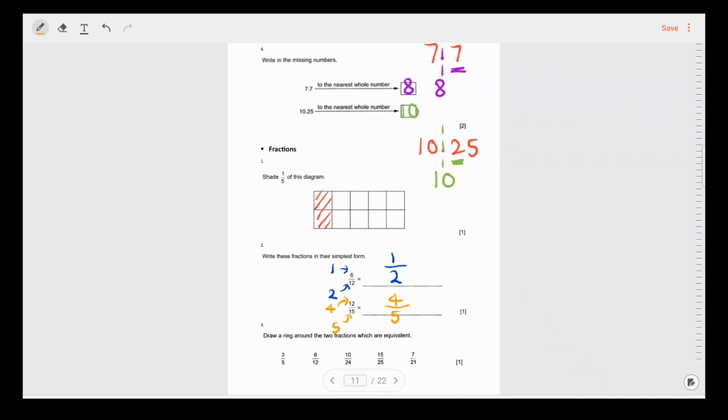Right. So I'm going to do one more fraction. Sorry about that.